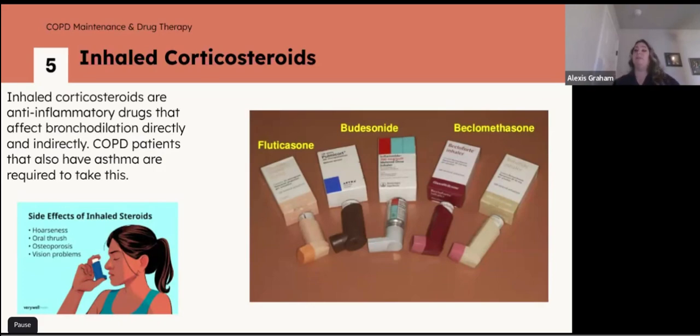So whenever you're giving these to patients, you want to make sure that they're rinsing their mouth out after they have used this inhaler. And you'll have fluticasone, budesonide, which is most common, and then beclomethasone, flunisolide. These are the most common ones that I have seen.